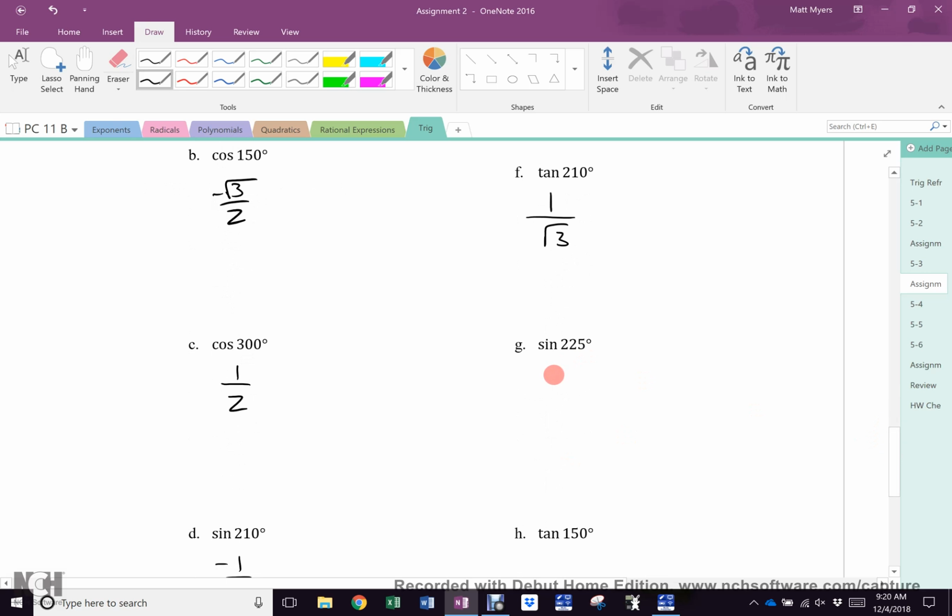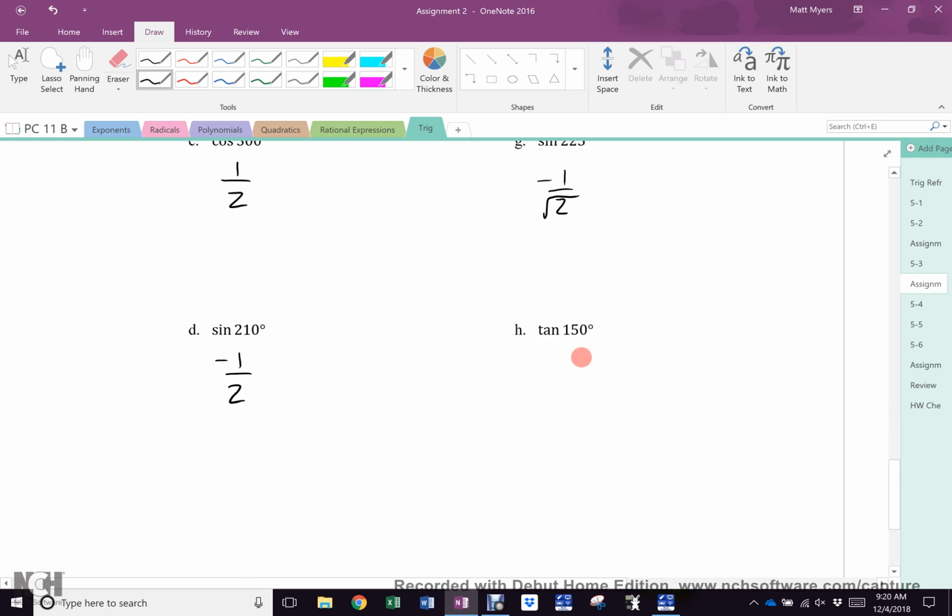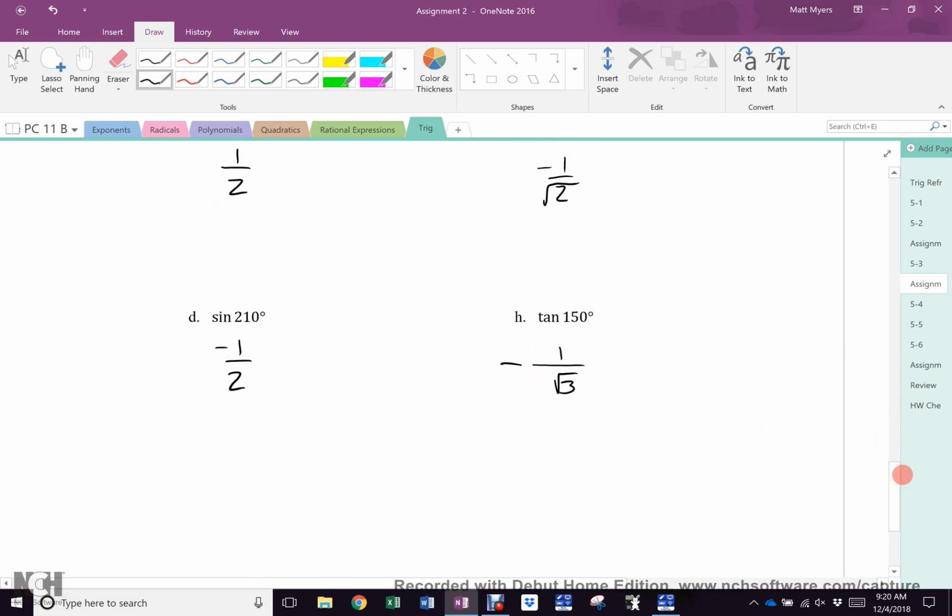225 is a 45, so it's negative 1 over root 2. And 150 is a 30, so it's negative 1 over root 3, and it's negative. All right, is everybody good?